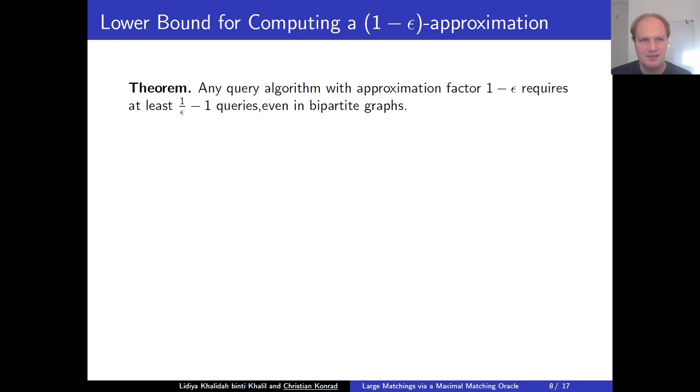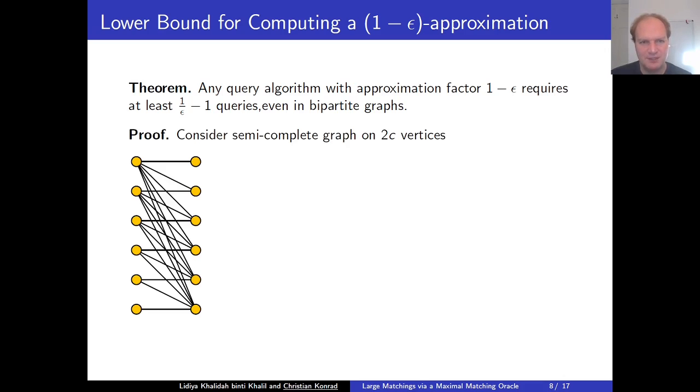Okay, so the lower bound for computing a 1 minus epsilon approximation. We proved the following theorem. Any query algorithm with approximation factor 1 minus epsilon requires at least 1 over epsilon minus 1 queries, even in bipartite graphs. And the graphs we use for constructing this lower bound are semi-complete graphs. So consider such a semi-complete graph on C vertices on the left and C on the right.